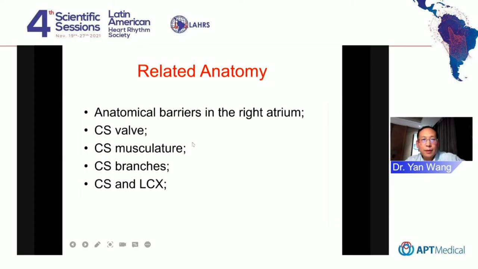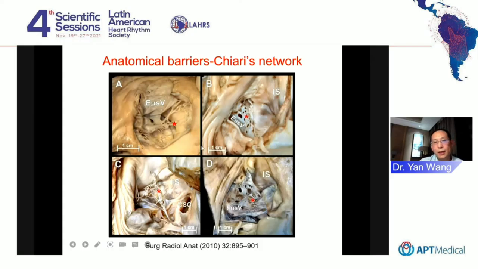The next part we'll talk about is the related anatomy of the coronary sinus. However, in practice, we can't always place the catheter into the coronary sinus very easily, because sometimes there is a Chiari's network. It originates from the Eustachian valve, very close to the inferior vena cava, and about 2% of patients will have this Chiari's network.